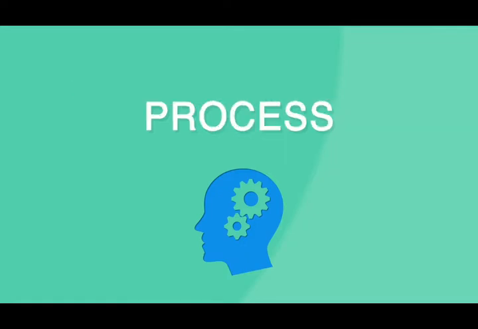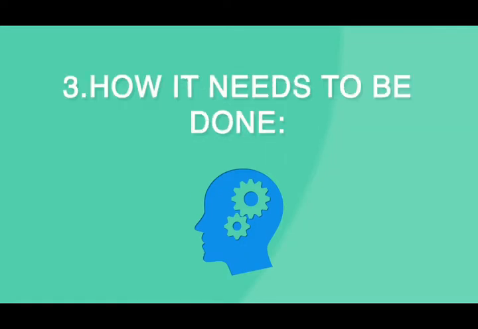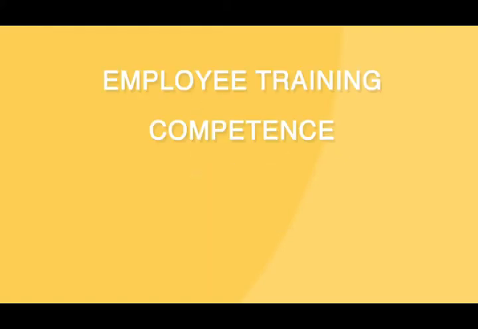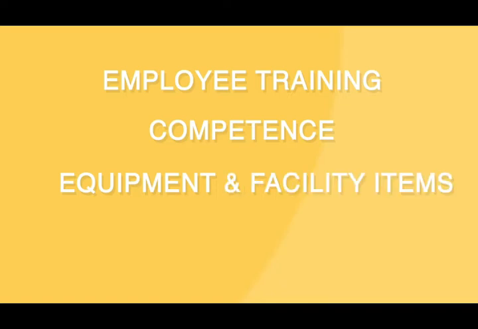This is process. And how it needs to be done. This is the procedure. Ensuring resources are available. Your organization must ensure it has what it needs to correctly perform all the processes. This includes employee training and competence, as well as equipment and facility-related items.